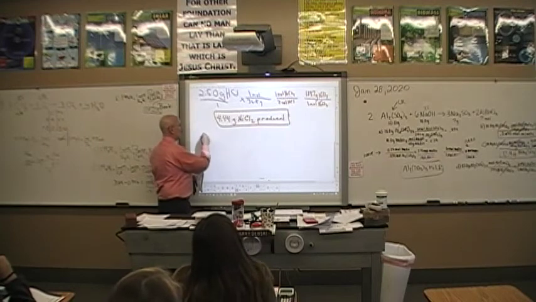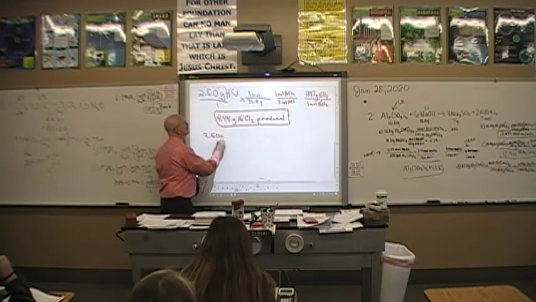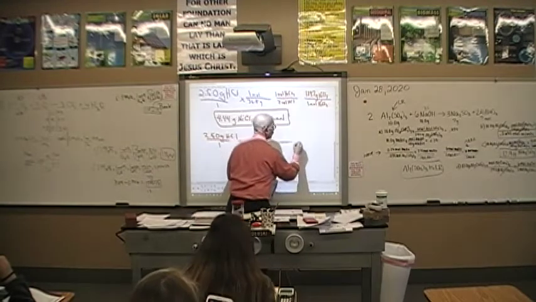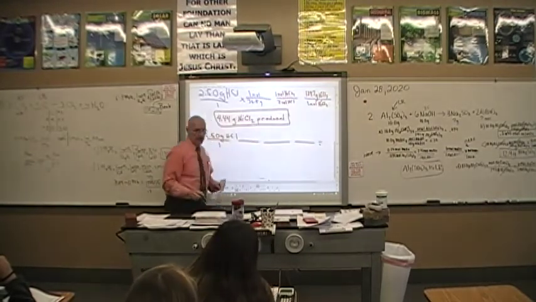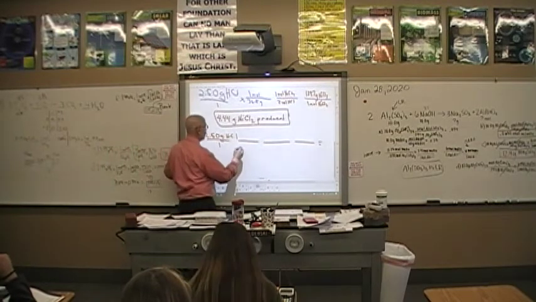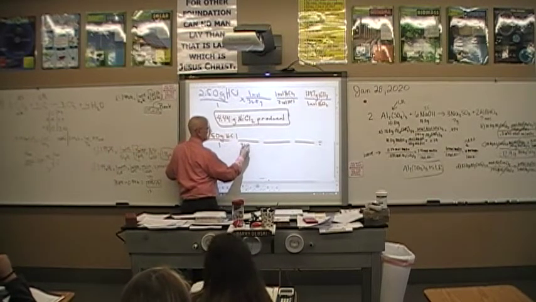So, in this case, we're going to start with 2.50 grams HCl. And I need 1, 2, 3 more steps. This time we're calculating the amount of nickel. So it's 36.5.